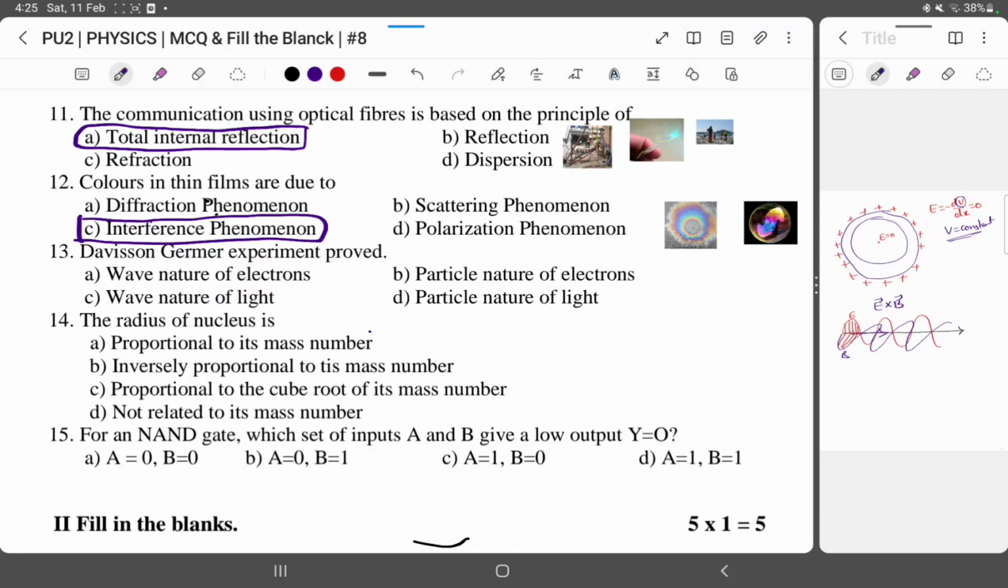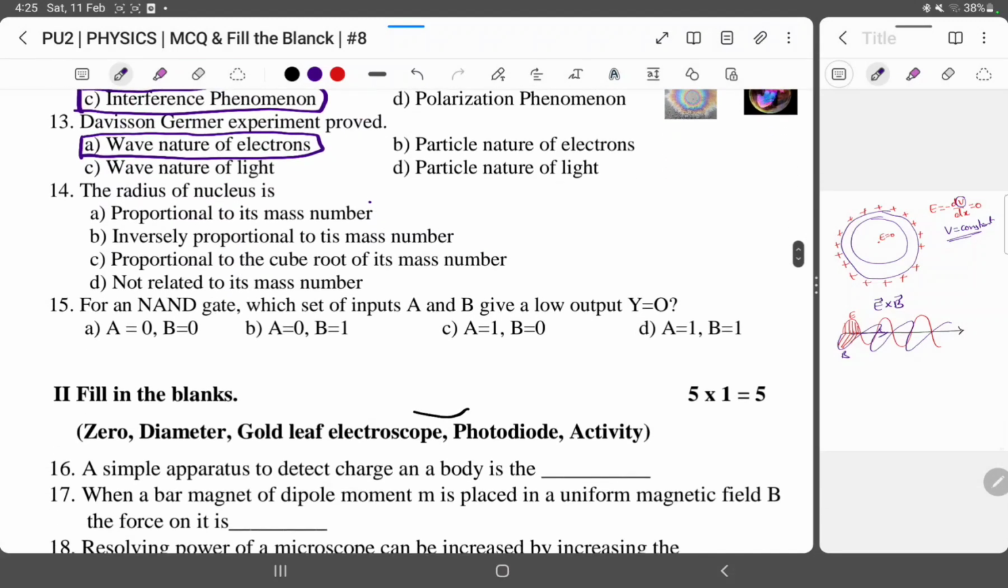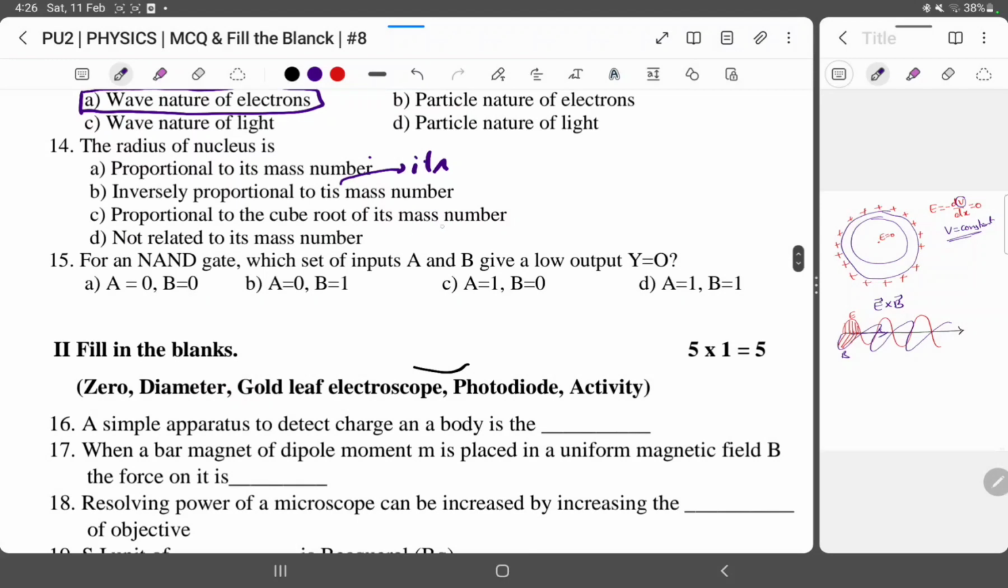Okay, next, the Davisson-Germer experiment proved the wave nature of electron, and we have discussed this also in the previous question papers. Next, radius of nucleus is proportional to mass number, inversely proportional to its mass number, proportional to cube root of its mass number, or not related to mass number.